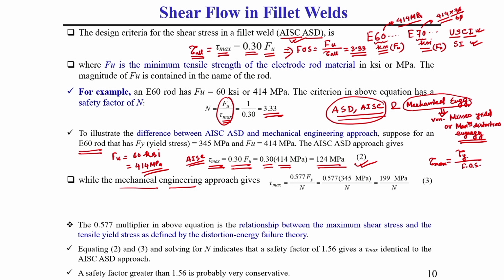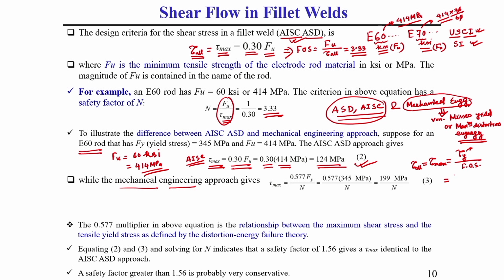So, tau yield means the shear stress at the yield point. This is tau max, also called tau allowable stress. Tau allowable is equal to tau max, which is equal to tau yield divided by the factor of safety. So, what is the value of tau yield? That I am going to show.